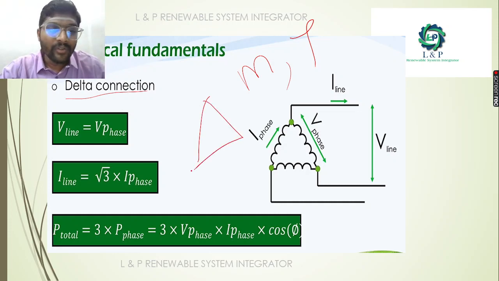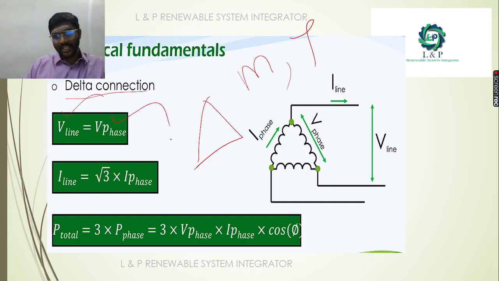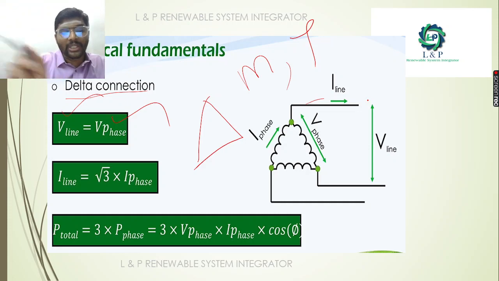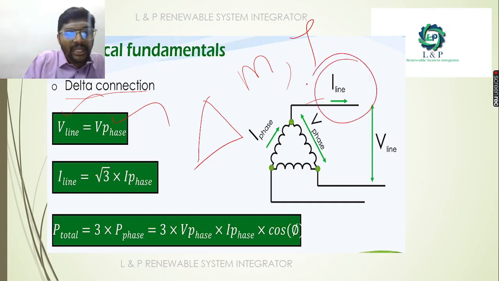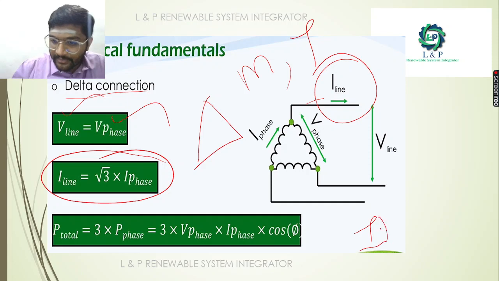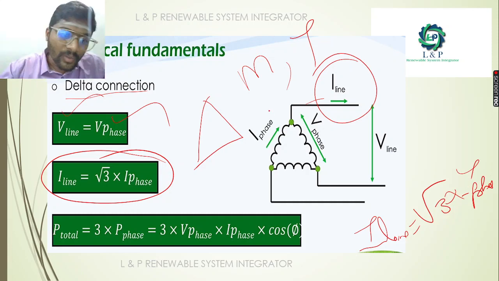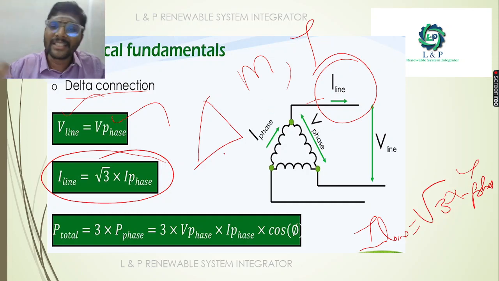Here, if we calculate, the line voltage will be equal to the phase voltage. So consider this is the phase voltage. If you are measuring the line voltage, both are going to be the same. But if you want to calculate the line current, you need this formula: line current will be √3 times the phase current. It means the phase current will be lesser than the line current.